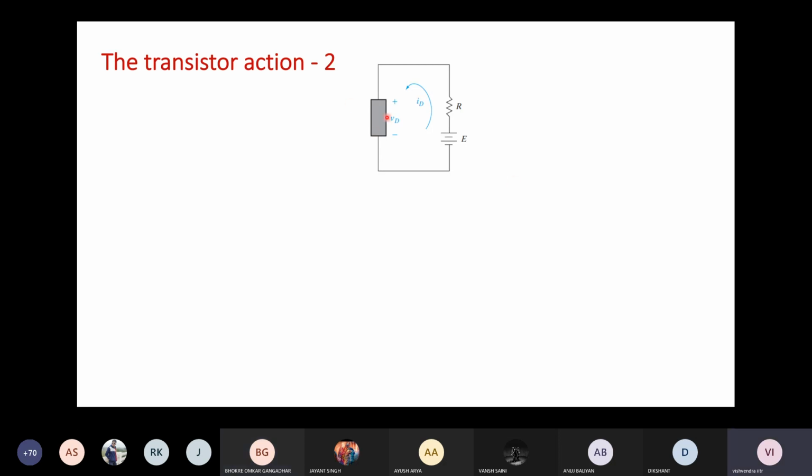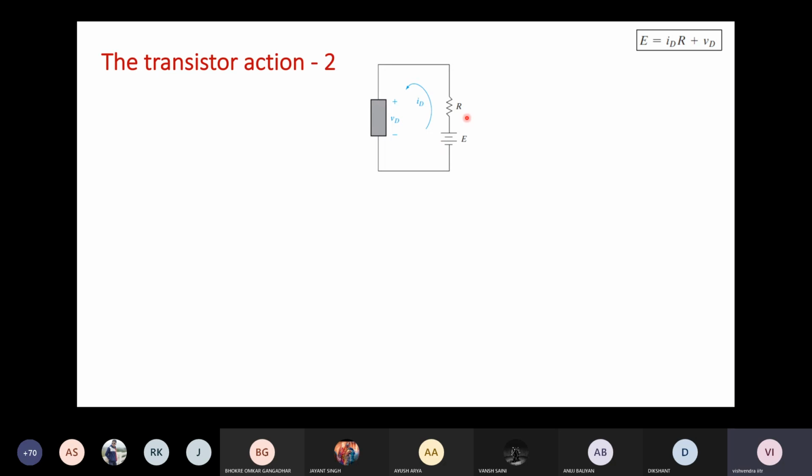So let's consider the transistor to be a black box device, and the two terminals through which the current is flowing are these terminals. Let's say that we have applied a battery across this transistor. The battery voltage is E and the series resistance is capital R.